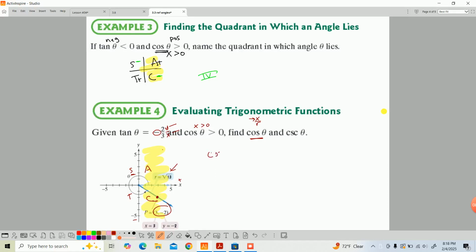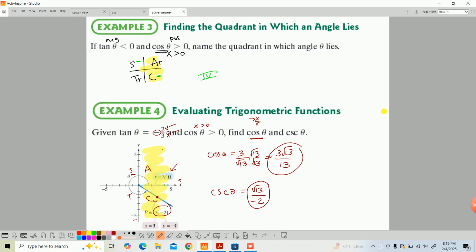And so if we had to find cosine of theta is x over r, and so we can say that x is 3 over radical 13. Let's rationalize. So we multiply by radical 13, and we end up with 3 radical 13 over 13. And if we had to find cosecant, it is the reciprocal of sine, so it should be r over y, and that's going to be radical 13 over negative 2.